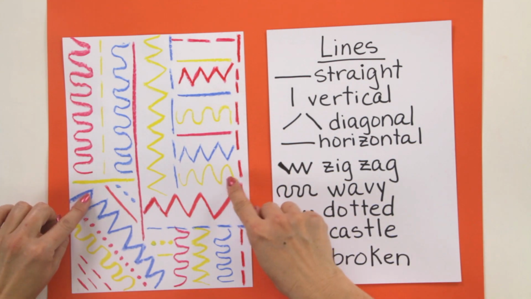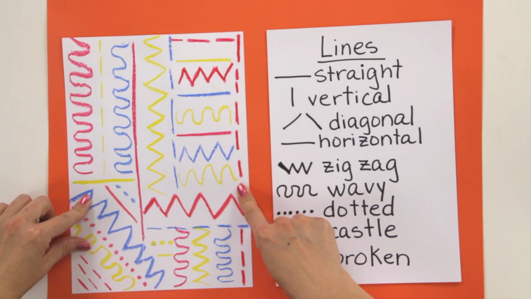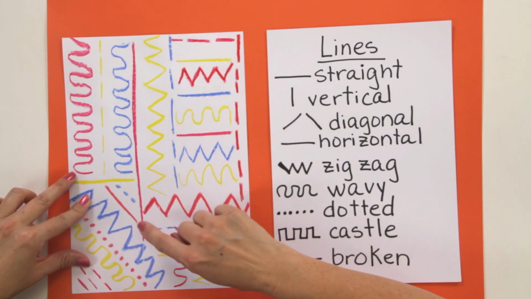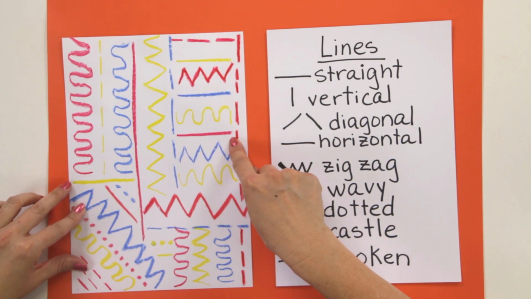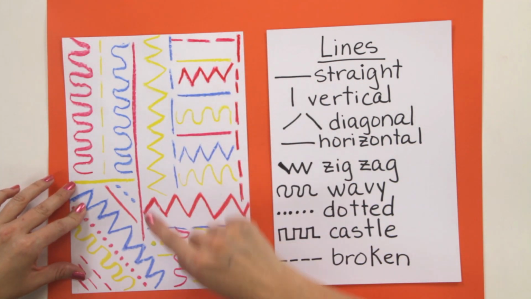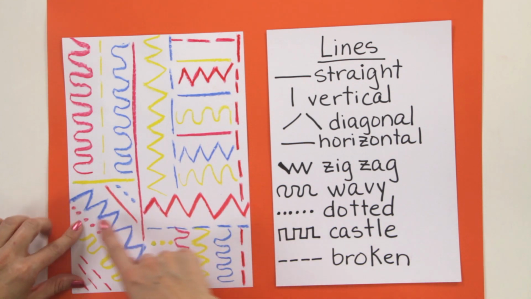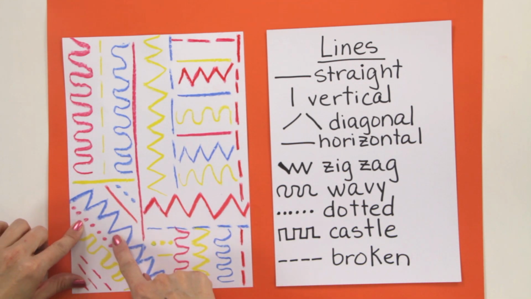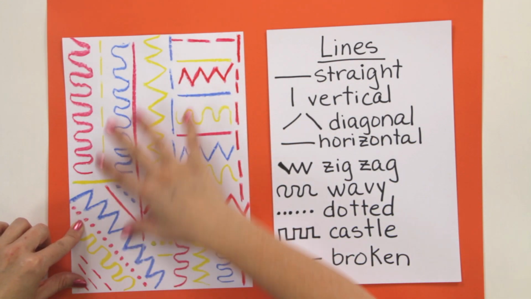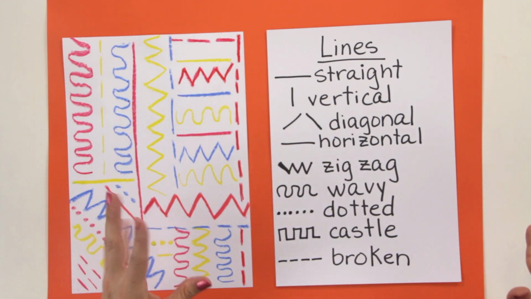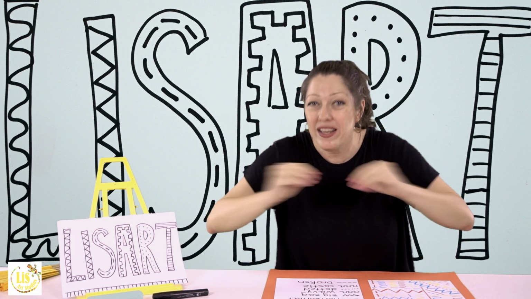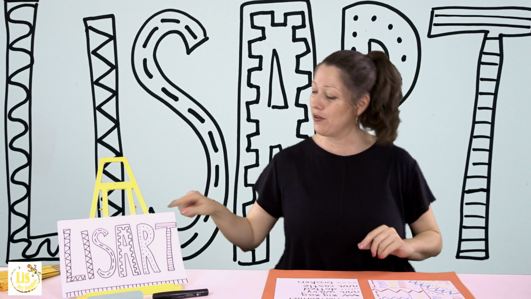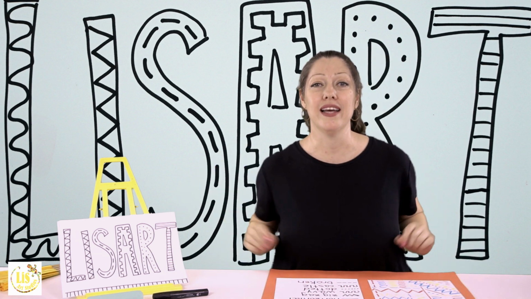Now, when we look at this paper, we can see that lines can be straight, but they could be vertical, horizontal, or diagonal, such as this one right here, or a zigzag line could be diagonal also. See, lines could go any which way. So today, we are going to write your name and then decorate it like this. So let's begin.